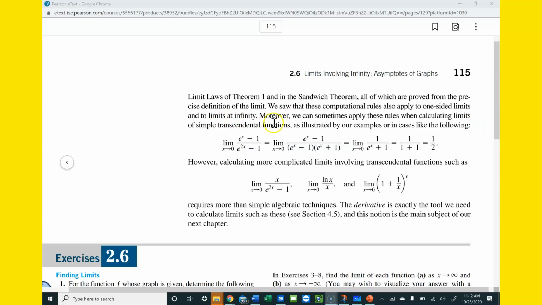The word transcendental function is just a fancy word for pretty much other functions that aren't polynomials, like sine of x, or e to the x, or natural log of x. Functions that aren't polynomials are known as transcendental functions. Next, the derivative is exactly the tool we need to calculate limits such as these, and the notion is the main subject of our next chapter.